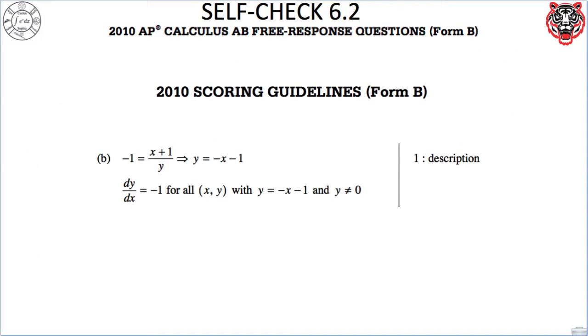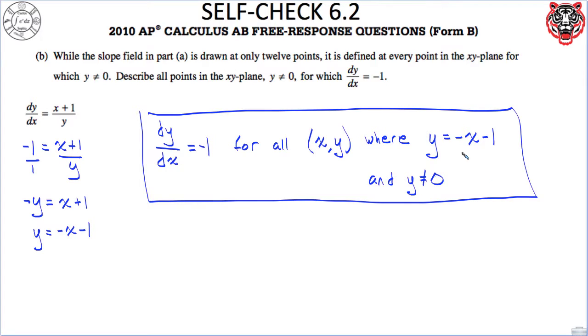Let's see how we would score this. So how do they say this? Yeah, they just subbed in same as we did, and they say almost exactly what we said. So for my scoring, if you have this equation or some equation like that, give yourself a +1 here. +1 for having this equation.